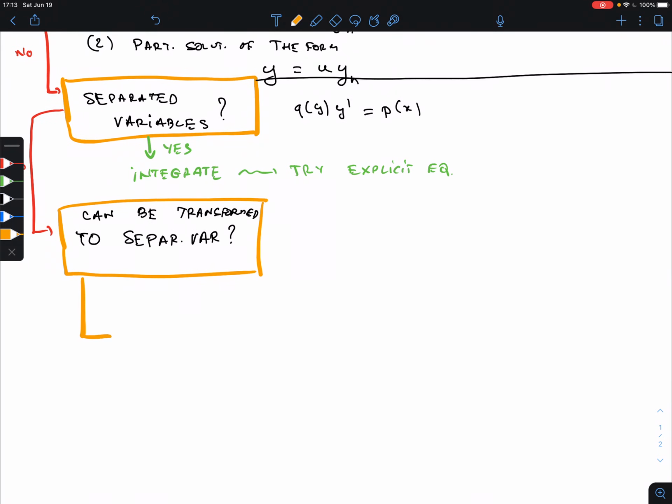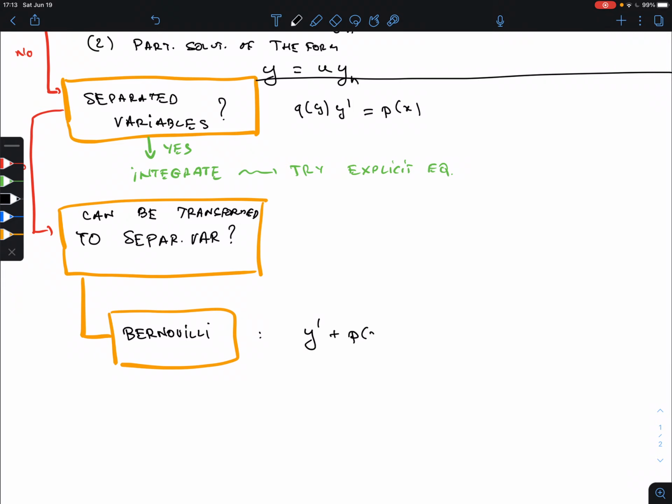So one case is what we call the Bernoulli. And so how do these look? Well, they look a little bit like linear, except that we have an extra power of y, which could be any power. It doesn't have to be an integral power. It could be a negative power. It could be a fractional power. Okay. If that's the case, what do we do in the Bernoulli case?